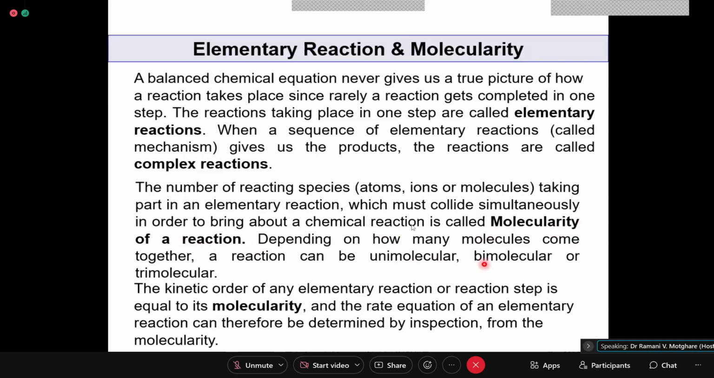Depending on how many molecules come together, a reaction can be unimolecular, bimolecular, or trimolecular. The kinetic order of any elementary reaction or reaction step is equal to its molecularity, and the rate equation of an elementary reaction can therefore be determined by inspection from the molecularity.